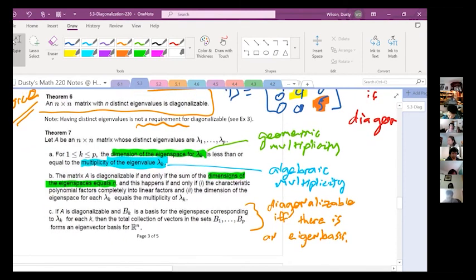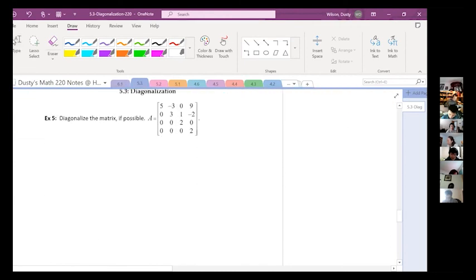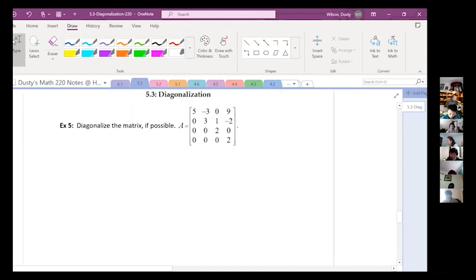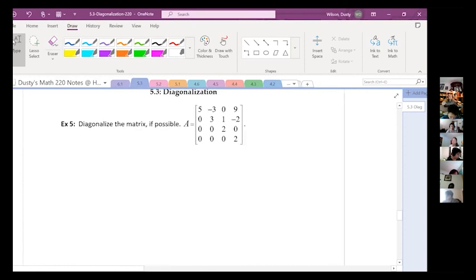Questions about theorem 6 or theorem 7? All right, let's do one more example that I hope will help us to put this together. So example 5. I want to diagonalize this big old 4x4 matrix if it's possible. And so again, when I say diagonalize, what I'm saying is write the matrix A as PDP inverse, where D is a diagonal matrix and P has columns made up of eigenvectors.